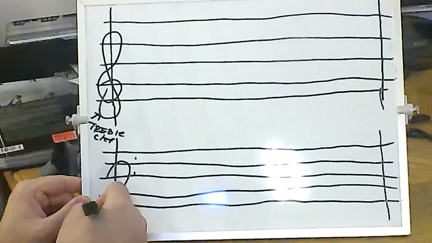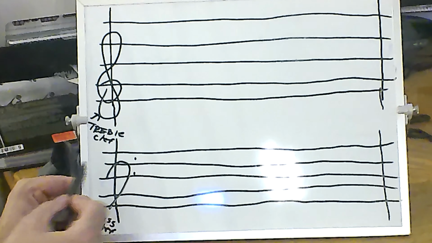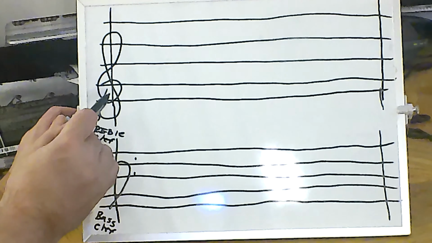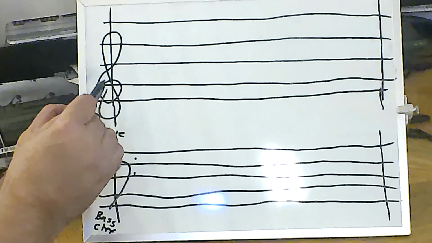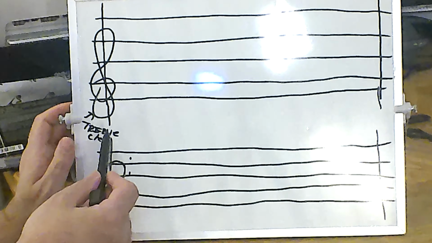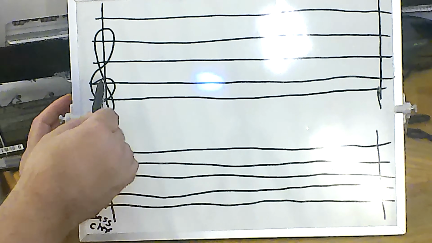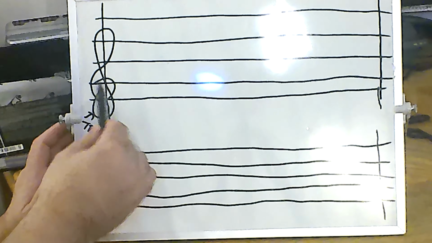Now this is what we call the bass clef. This right here is the bass clef. The treble clef is also called the G clef, which is known for that because it wraps around the G note, the G line.